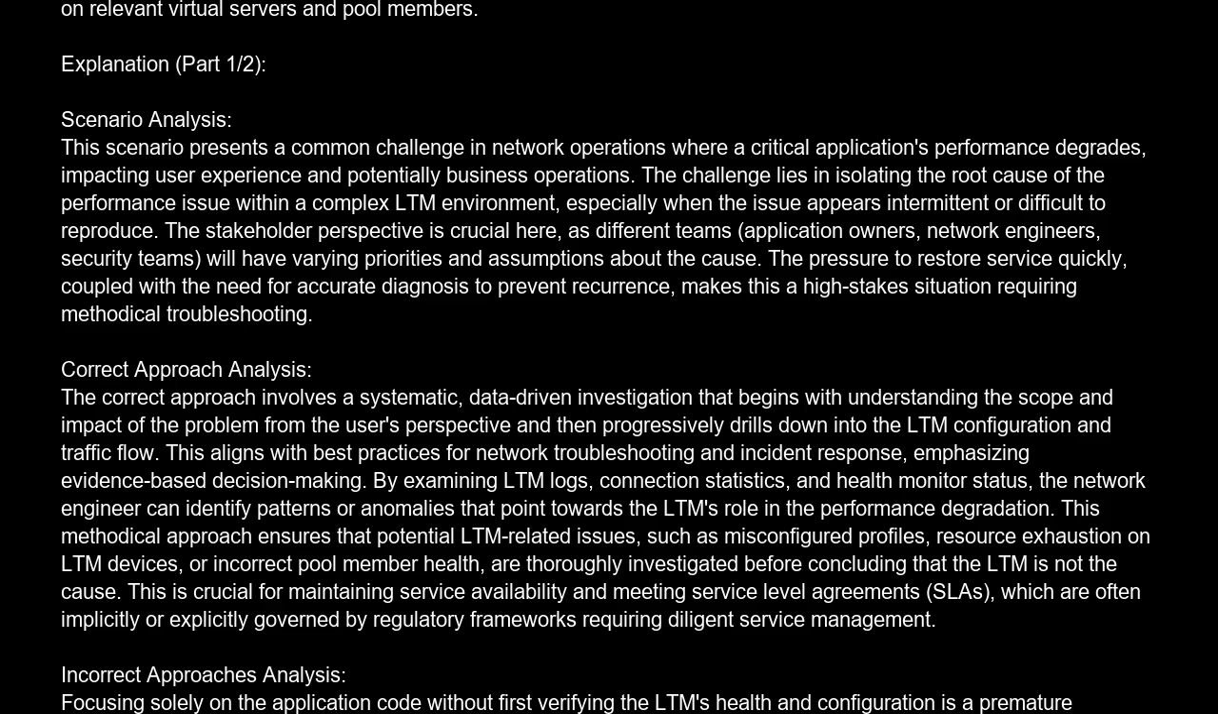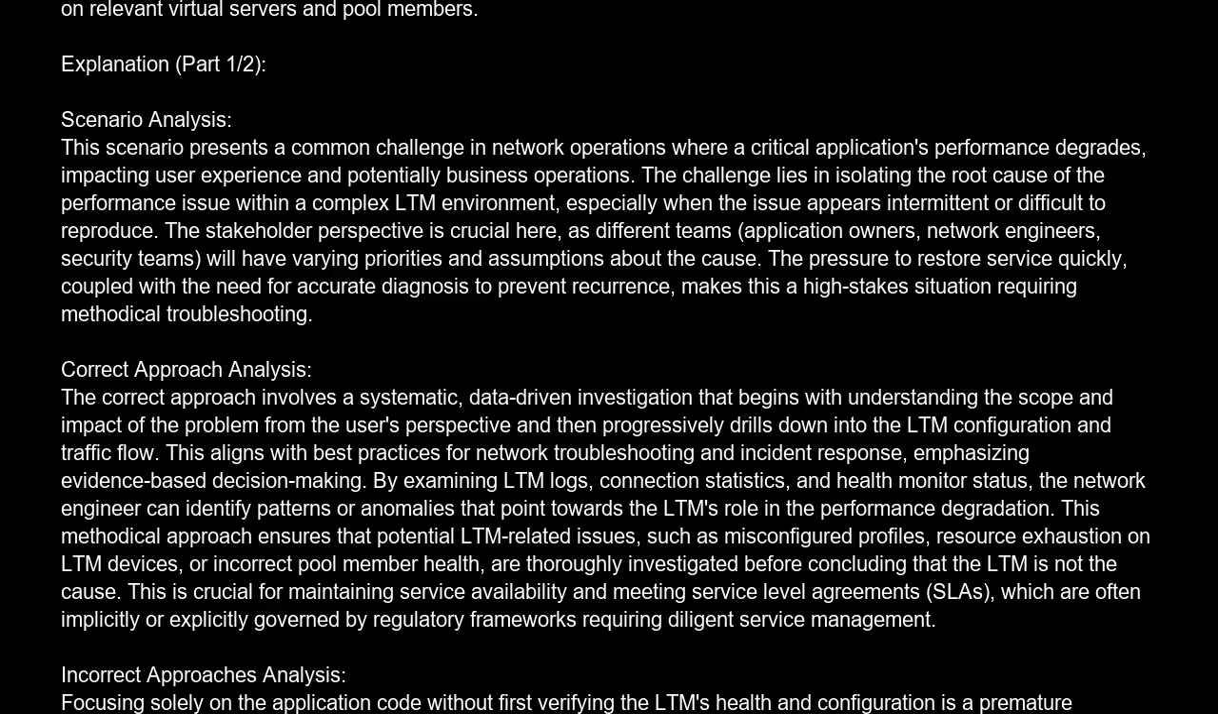The stakeholder perspective is crucial here, as different teams, application owners, network engineers, security teams, will have varying priorities and assumptions about the cause. The pressure to restore service quickly, coupled with the need for accurate diagnosis to prevent recurrence, makes this a high-stakes situation requiring methodical troubleshooting.